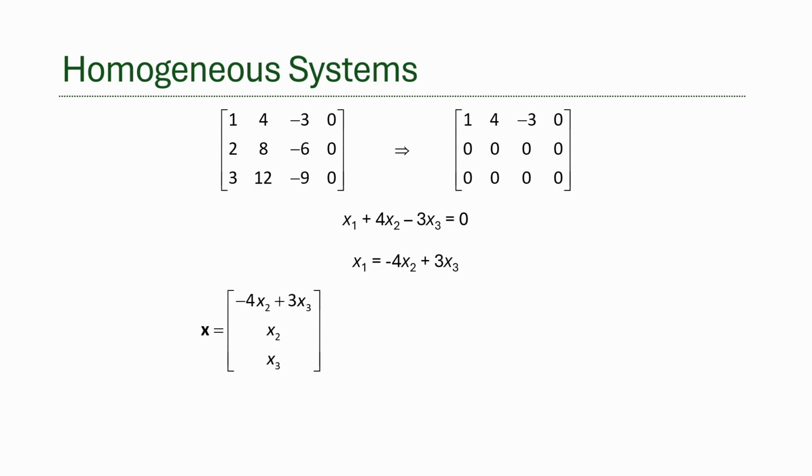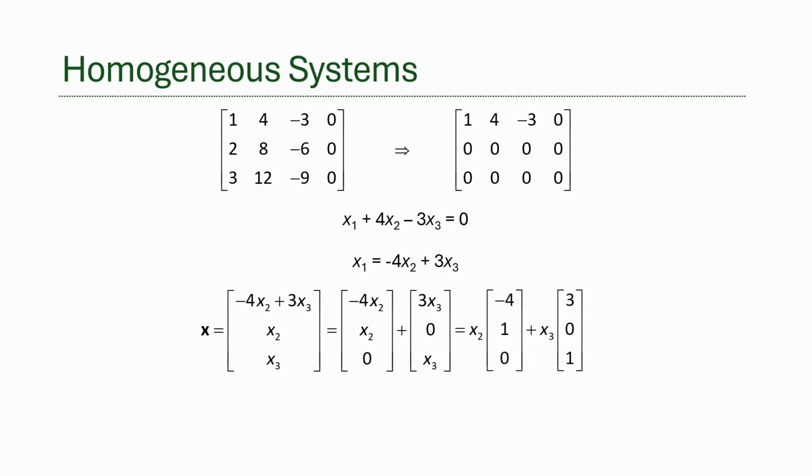So here's what I'm going to do. I'm going to split this up into a vector that just has x2s and a vector that just has x3s, and then I'll add them together, right? So you can hopefully confirm for yourself real quick, if you add those vectors together, you do get back to the original one. Now I can do what I did with our previous example. I can take the x2s out of the first vector, the x3s out of the second vector, and now, once again, I have written my solution as a linear combination of two vectors.